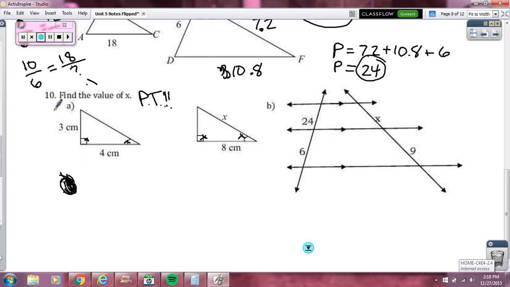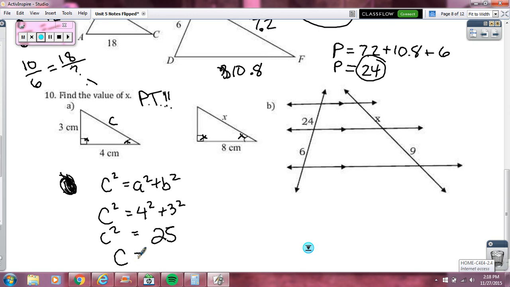What we're going to have to do, maybe either skip this one, or if you're interested in the Pythagorean theorem, we know from our Pythagorean theorem, c squared equals a squared plus b squared. On this first triangle, c is our missing length, and then a and b are the two sides. So c squared equals 4 squared plus 3 squared. c squared equals 25. So c, or the length of that hypotenuse that we're missing, is our good friend, the number 5. Now I could go figure out what x is.